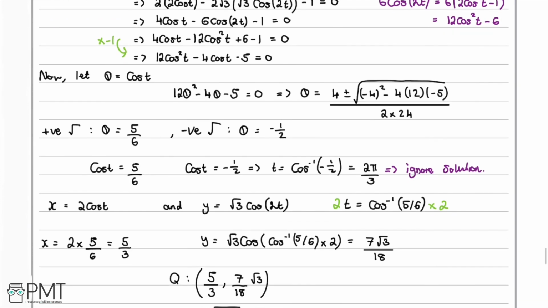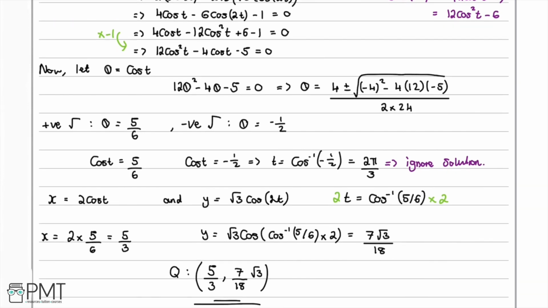We then get our fifth mark for substituting cos t is equal to 5 over 6 into our equation for x, and then doing the same for y, and we then receive the sixth and final mark for concluding the coordinates of Q, and that they are 5 over 3 and 7 over 18 root 3.